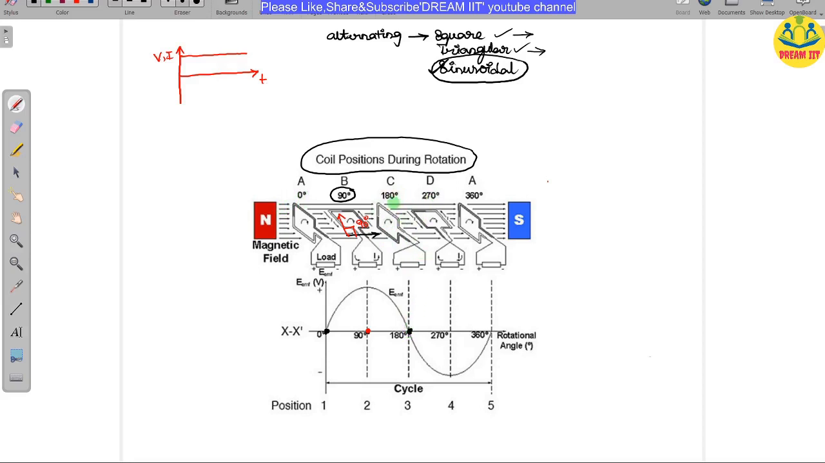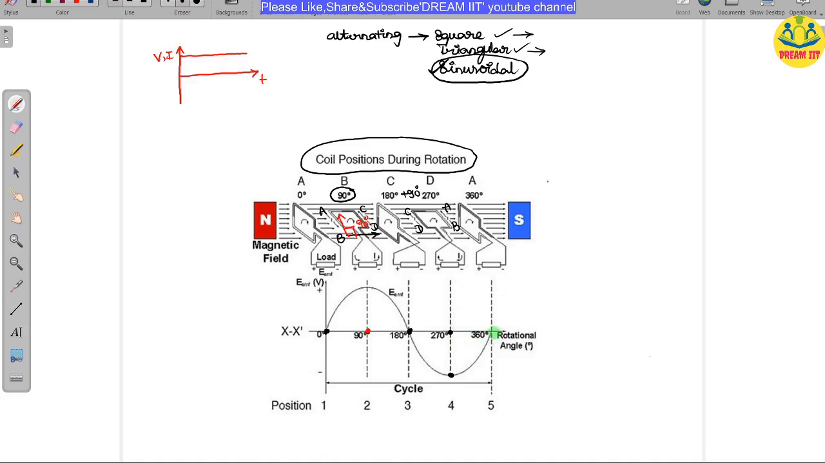After 180 degrees, if you add 90 degrees, you get 270 degrees. At 270 degrees the conductor positions are shifted from position B. For example, the conductors are AB on this side and CD on that side. Now CD comes to this side and AB goes to the other side. So the induced EMF is a negative value, and you get the negative maximum at 270 degrees.